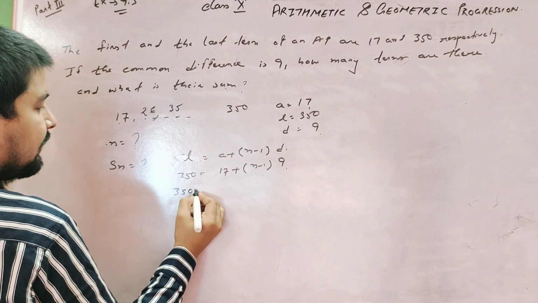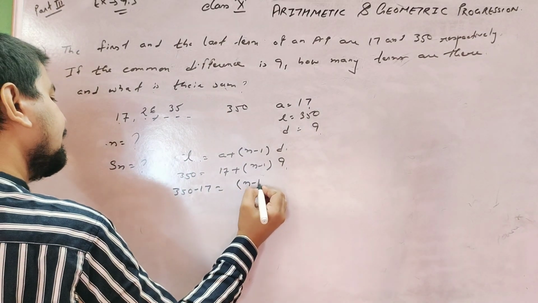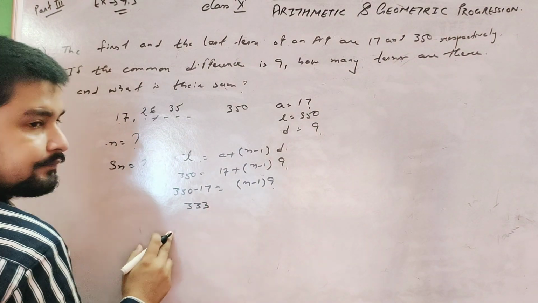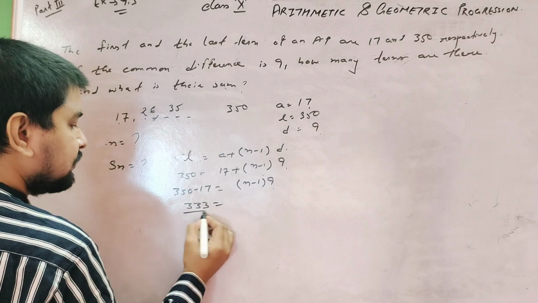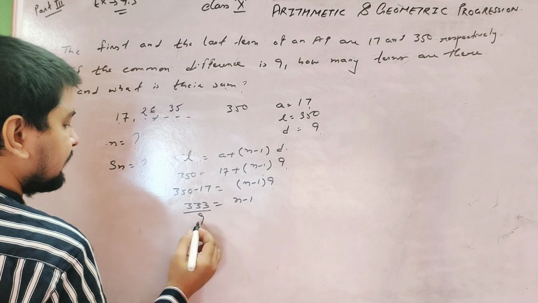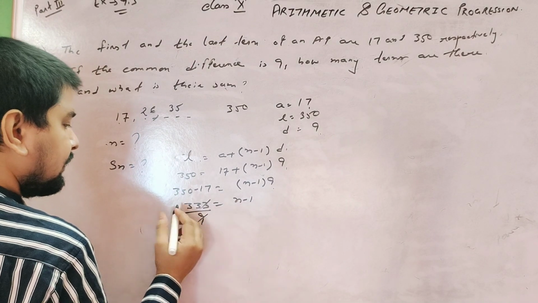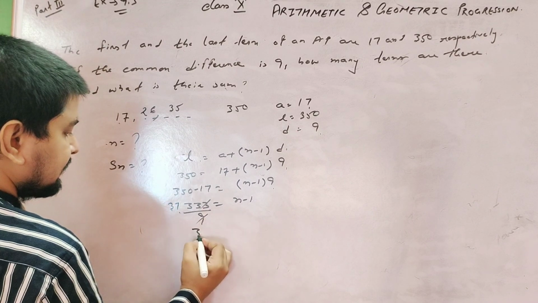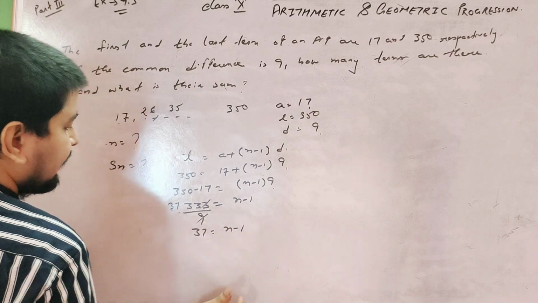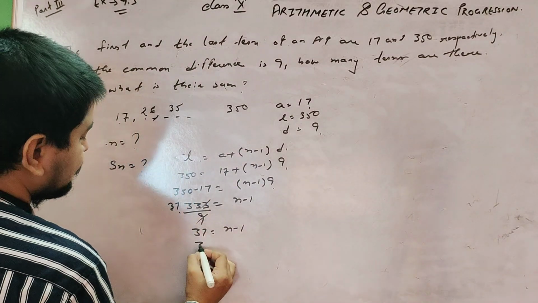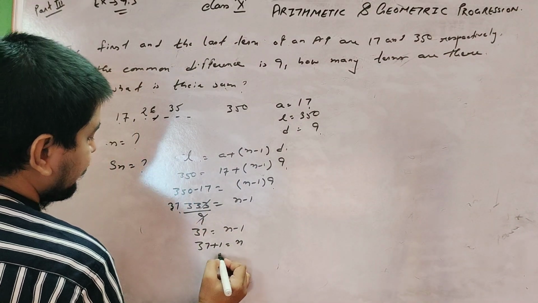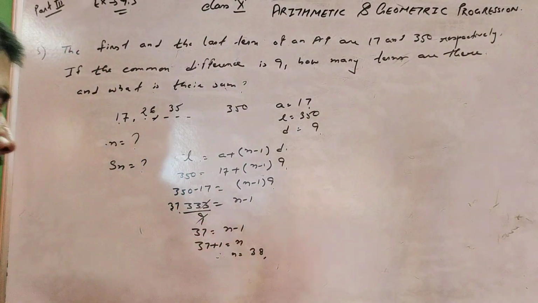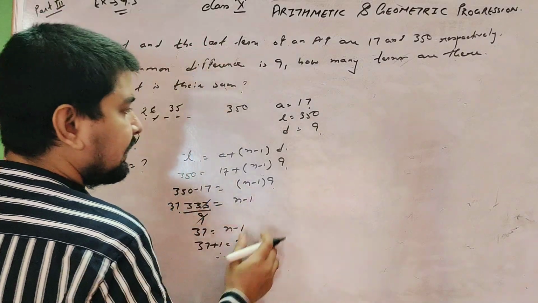So 350 minus 70 is n minus 1, 9. So that is 333 equals to, this 9 comes here, that is n minus 1. So 9 3s are 27, 9 7s are 63, that is 37 equals to n minus 1. Okay, so 37 plus 1 equals to n, therefore n equals to 37 plus 1, that is 38. Okay, now we get the n.